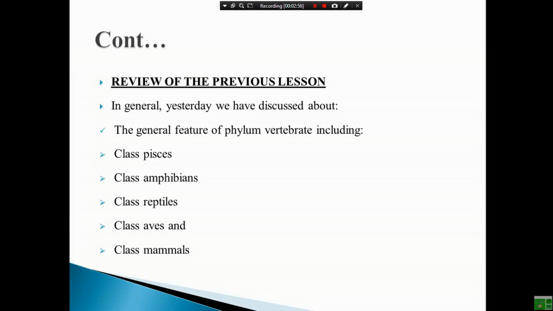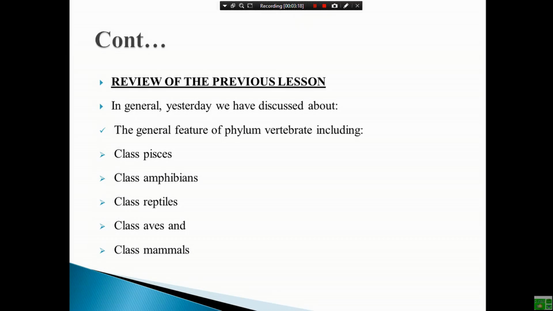We call it a homocercal tail, and the tail of cartilaginous fish is not equal or not equally sized. We call it a heterocercal tail. As an example, you can take sharks. Sharks have heterocercal tails. So this is how we can identify the difference between the two.